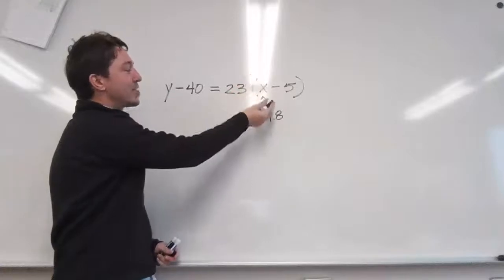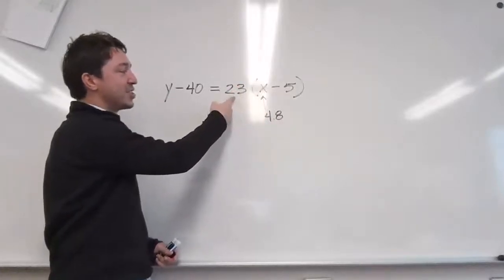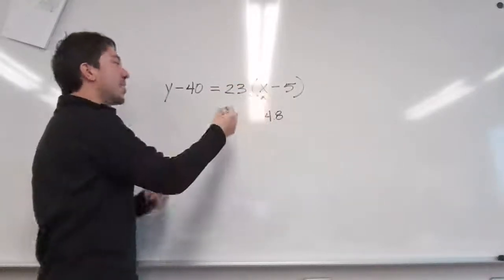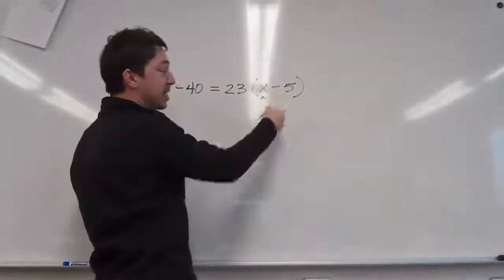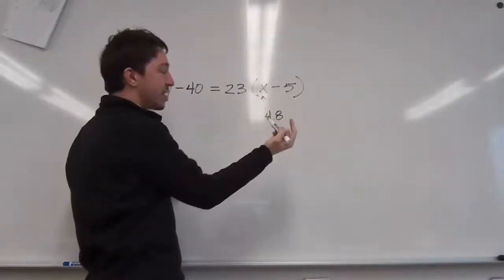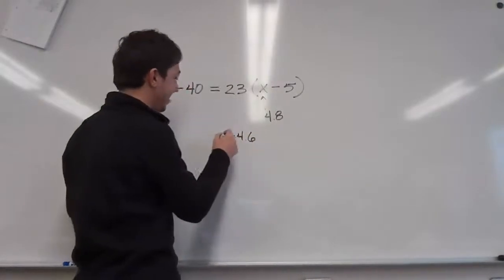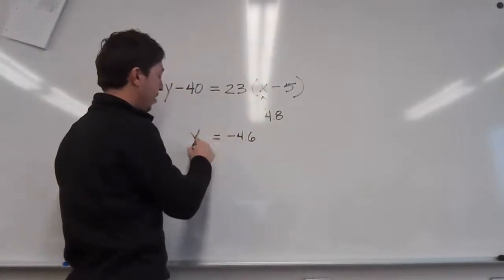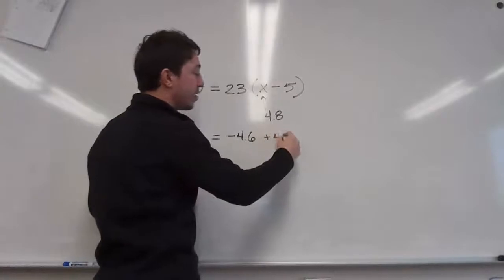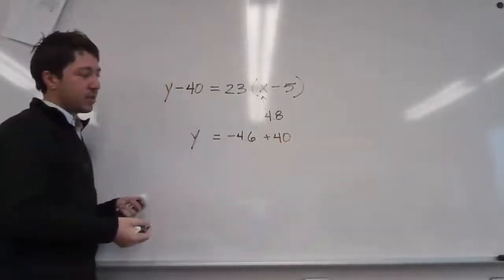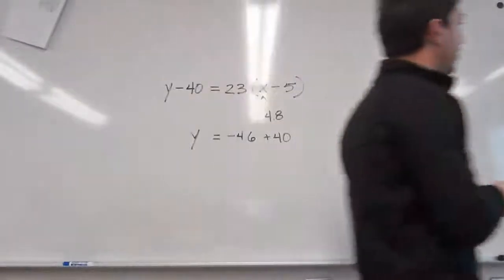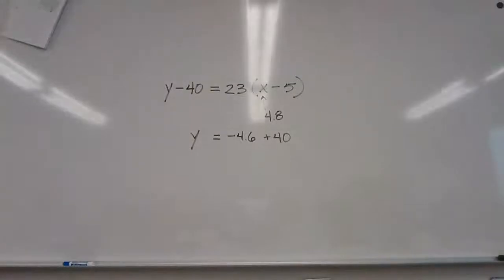Okay, so 1/10 of this is 2.3. So 2/10 would be 4.6, but it's negative because 4.8 minus 5 is -0.2, so -4.6. So we're all cool with that, and then add the 40 over. Okay, so what do you get? 35.4.